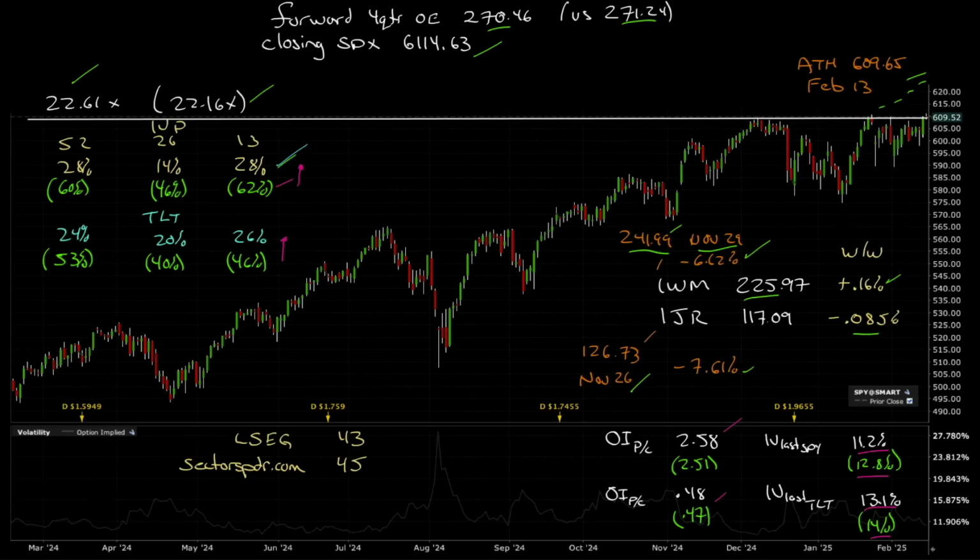LSEG reporting 43 companies reporting next week. SectorSpider.com 45, and I thought, okay, well then Sector Spider, maybe they listed 2 companies with dual shares and they listed both shares. Maybe it's 43, but no, it's not. I got excited thinking, no way, a number this big, and they both got it right, but they didn't.